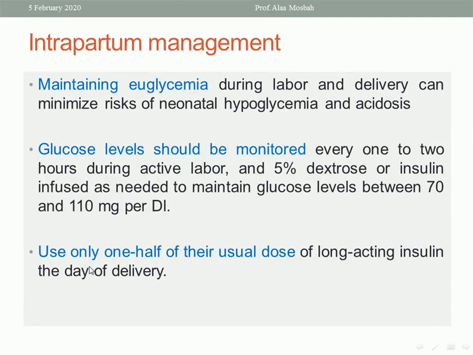Intrapartum management includes maintaining euglycemia during labor and delivery to minimize risk of neonatal hypoglycemia and acidosis. Glucose level should be monitored every 1 to 2 hours during active labor and 5% dextrose or insulin infused as needed to maintain glucose level between 70 and 110 milligram per deciliter. Use only one half of their usual dose of long-acting insulin the day of delivery.